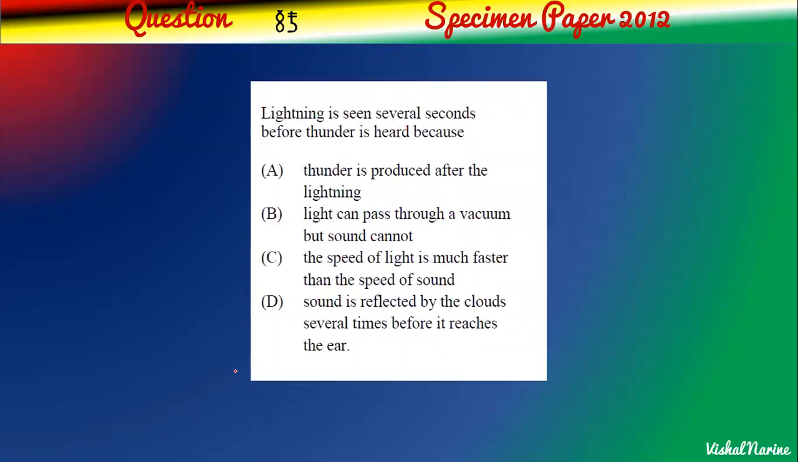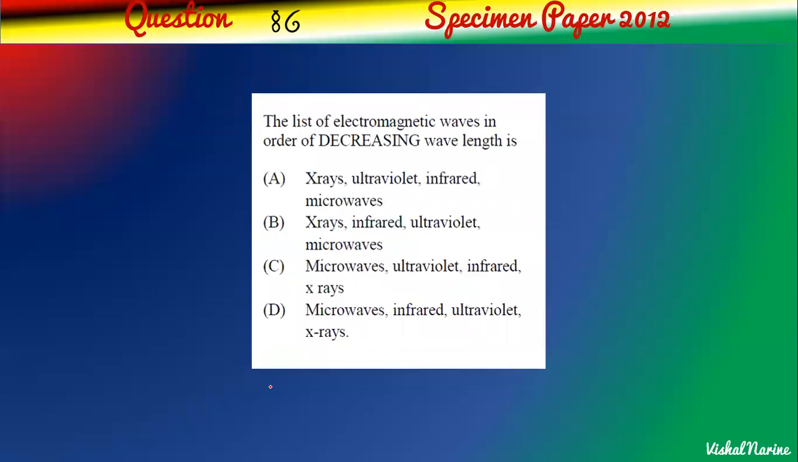Question 85 is a very simple concept you have learned since the grade 6 assignment. Lightning is seen several seconds before thunder. Why? Simply because the speed of light is much faster than the speed of sound.